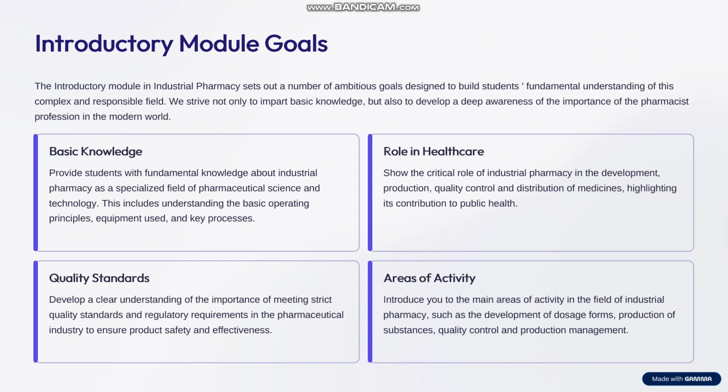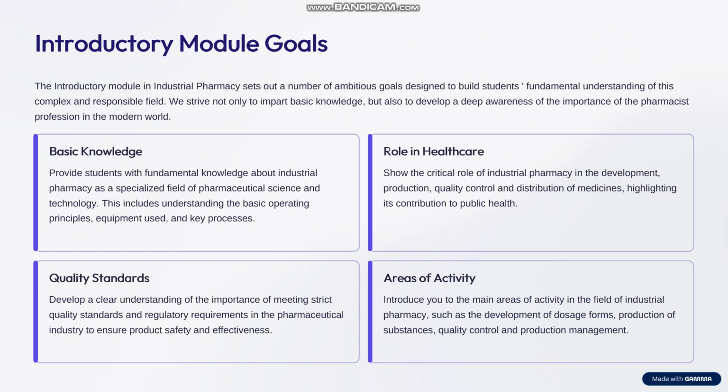The introductory module in industrial pharmacy sets out a number of ambitious goals designed to build students' fundamental understanding of this complex and responsible field. We strive not only to impart basic knowledge, but also to develop a deep awareness of the importance of the pharmacist profession in the modern world. Basic knowledge provides students with fundamental knowledge about industrial pharmacy as a specialized field of pharmaceutical science and technology. This includes understanding the basic operating principles, equipment used, and key processes.